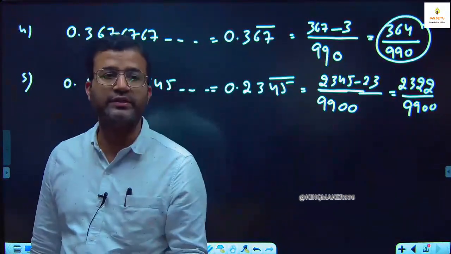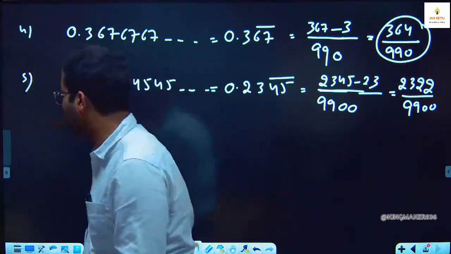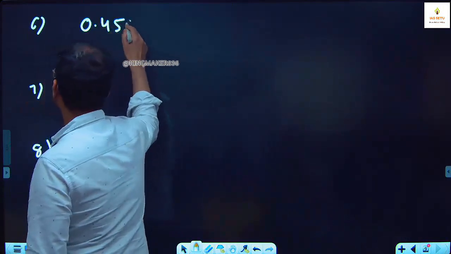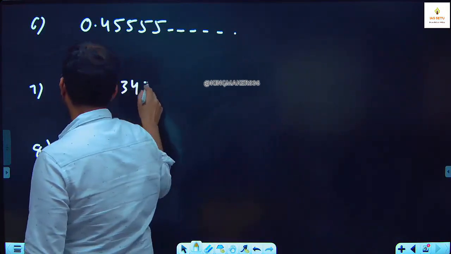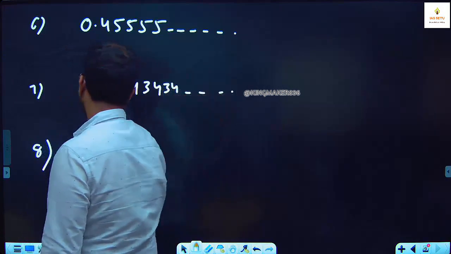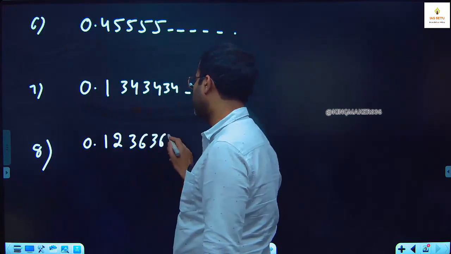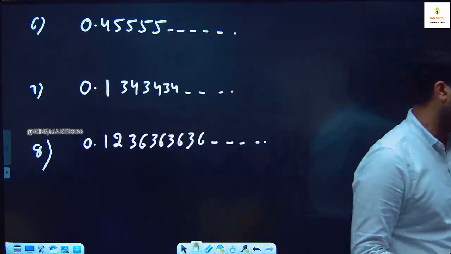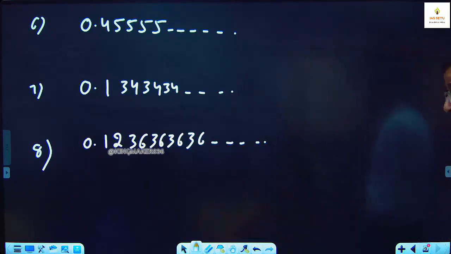Let me ask you 3 examples. Okay. Type 3 is much easier. If type 2 is handled, type 3 is much easier. 6, 7, 8: 0.455555, 0.1343434, 0.12363636. Take time, go slow, keep your answer with yourself, don't be in a hurry. Try to convert these 3 into fractions.